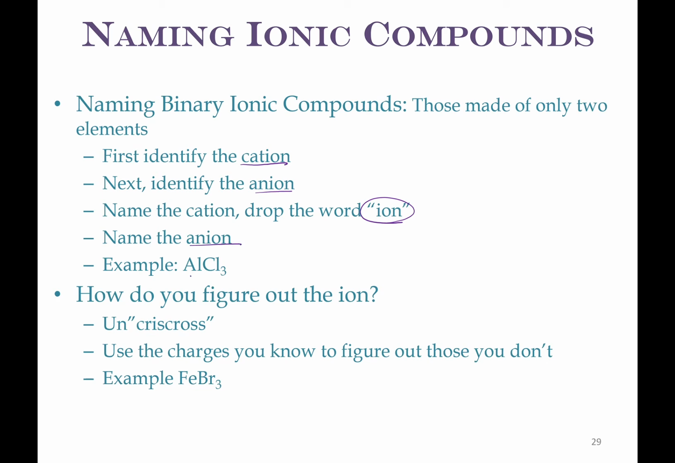So here we have aluminum ion and chloride ion. For aluminum ion, I drop the word ion and add the name of the anion, which is chloride. So I don't need to put anything about there being a 3 here. These are what we call charge balanced, which actually makes it a little bit more difficult because you have to remember what the charges of these are, or you have to figure it out.